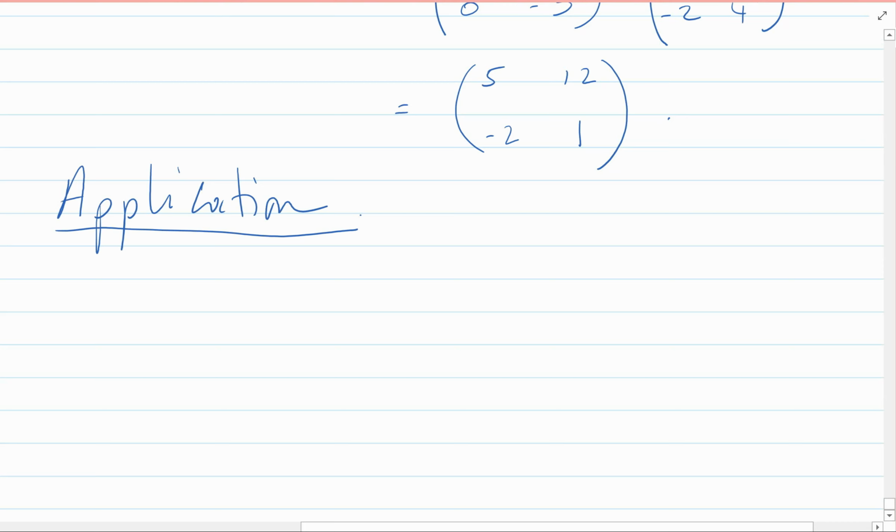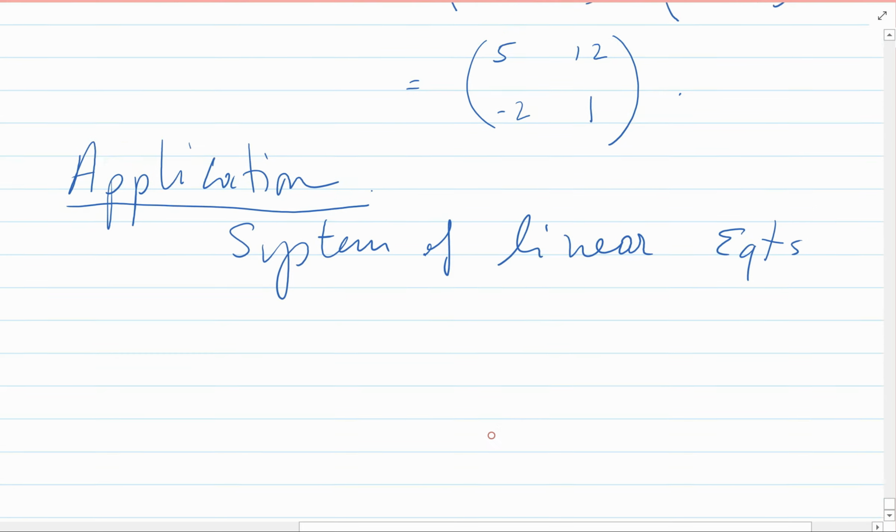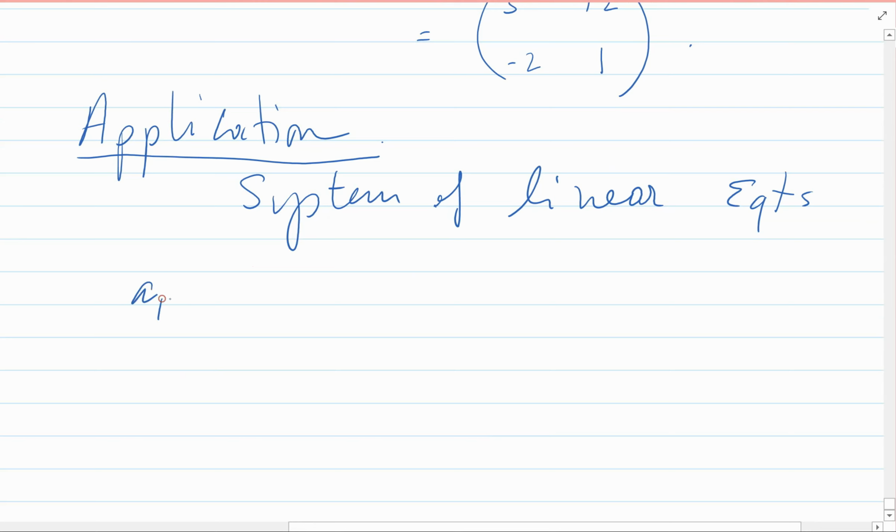Let us look at the case of linear systems. So, a system of linear equations. What do we have? We have A11 x1, the general form, of course, plus A12 x2, plus A1n xn. If we assume that n is the number of unknowns, equals B1.